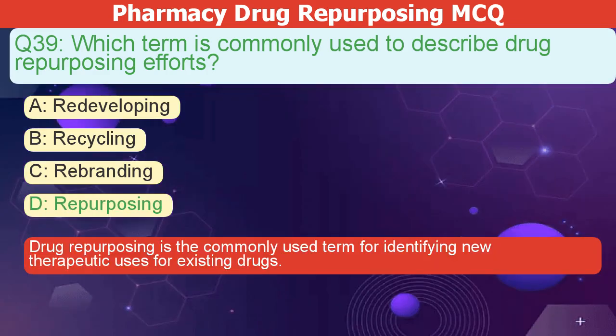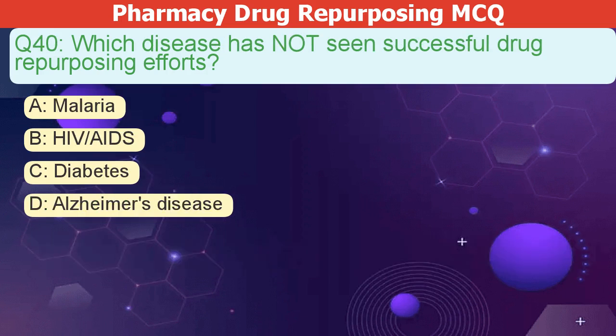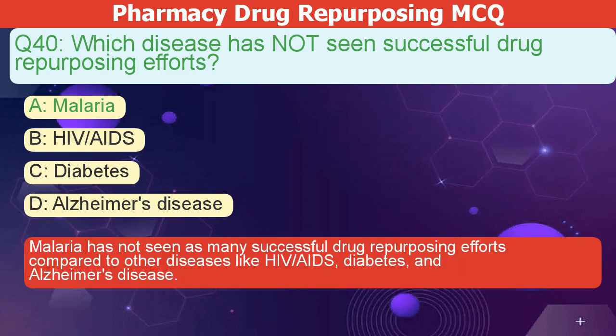The correct answer is D. Drug repurposing is the commonly used term for identifying new therapeutic uses for existing drugs. Which disease has not seen successful drug repurposing efforts? A. Malaria. B. HIV, AIDS. C. Diabetes. D. Alzheimer's disease. The correct answer is A.